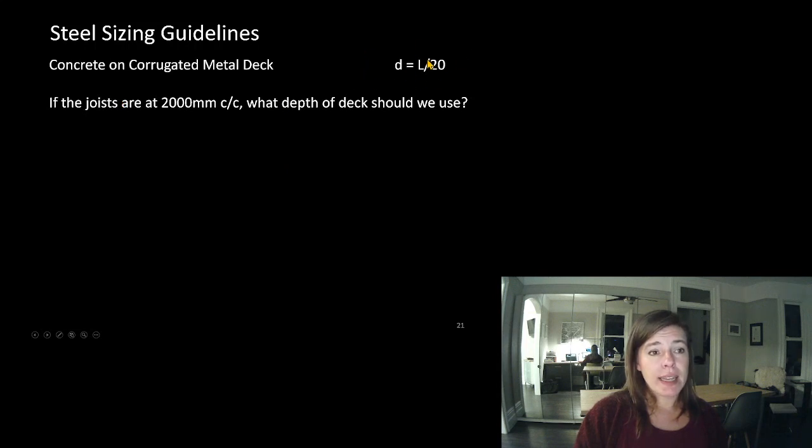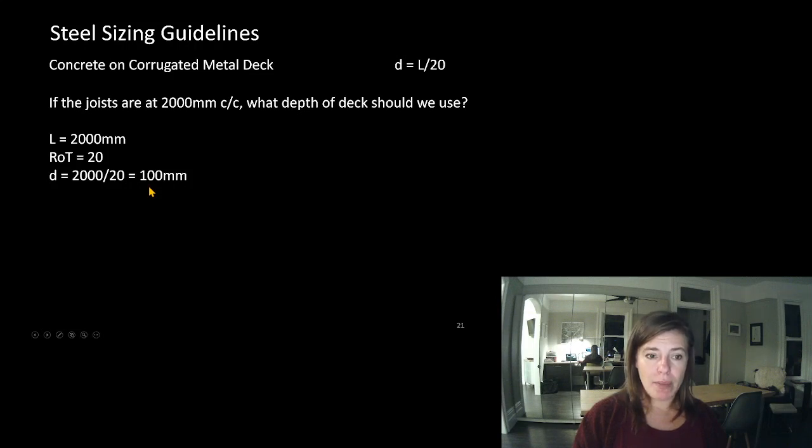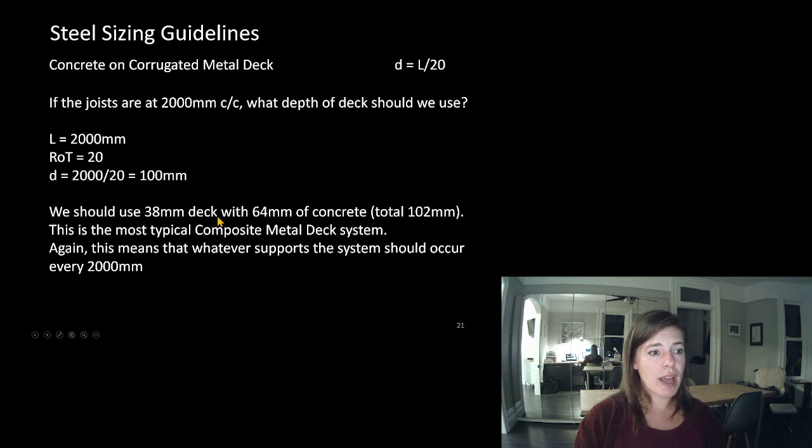So the sizing guideline is the length divided by 20. If the joists are at 2 meters center to center, what depth of deck should we use? We take 2,000 divided by 20, we get 100 millimeters. Well, the most common concrete on metal deck is 64 concrete on 38 metal deck, which tells us that we should use 38 millimeter deck with 64 millimeters of concrete, which is a total of 102 millimeters deep. This is the most common composite metal deck system. Again, this means whatever supports the system should occur every 2 meters.